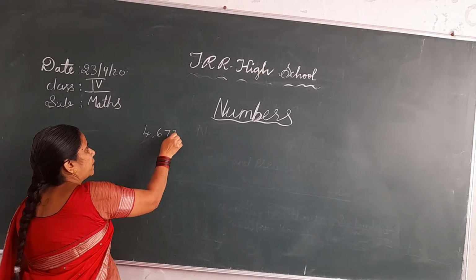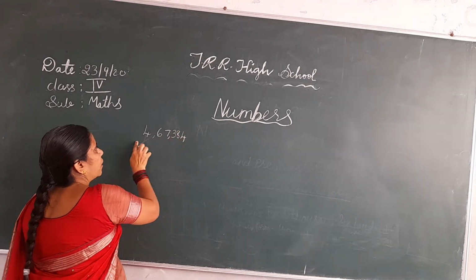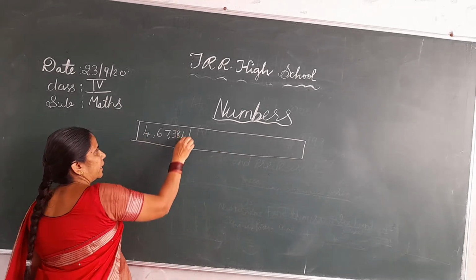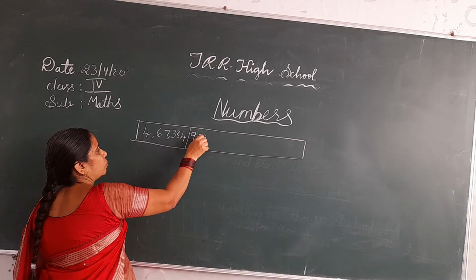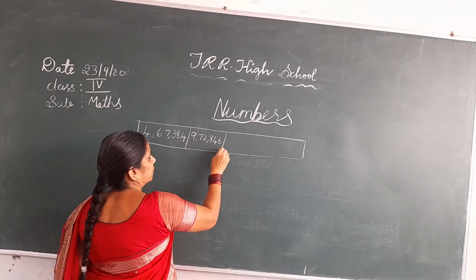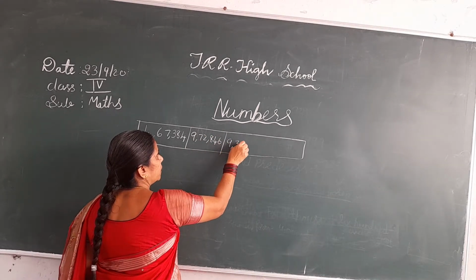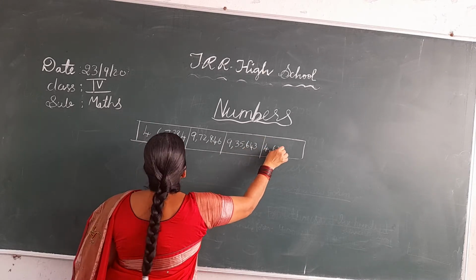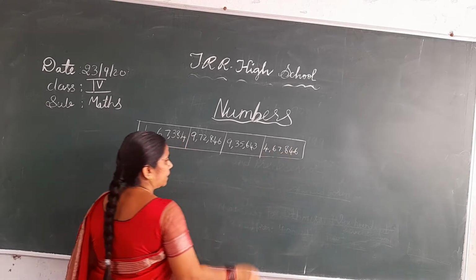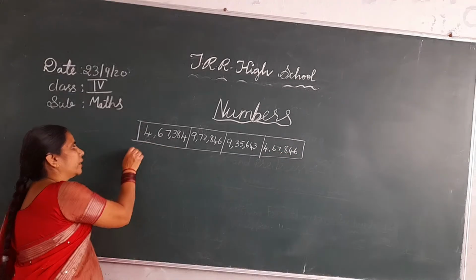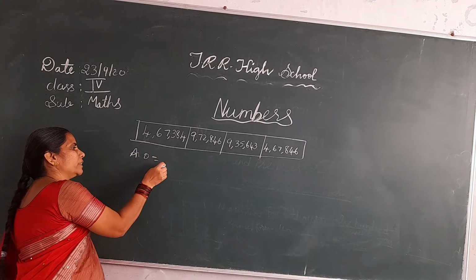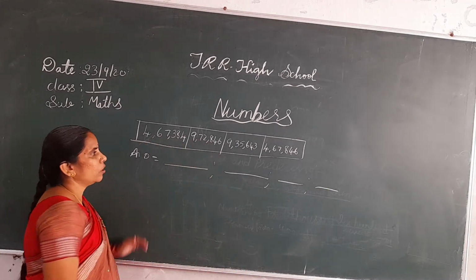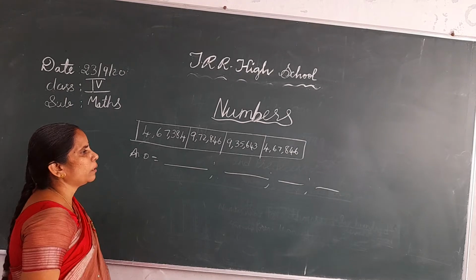Suppose I give you these numbers: 4,67,384, 9,72,846, 9,35,643 and 4,67,845. If these numbers are there, how will you write them in ascending order? What is ascending order? Ascending order is nothing but you must write from small to big, from the smaller number to the bigger number.